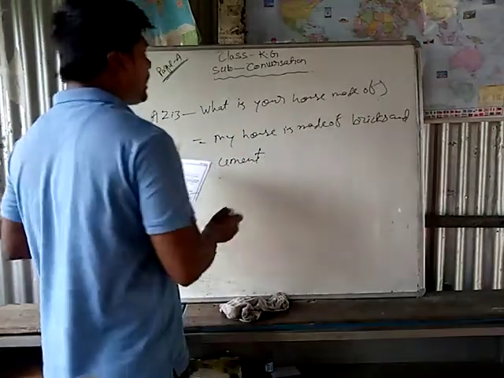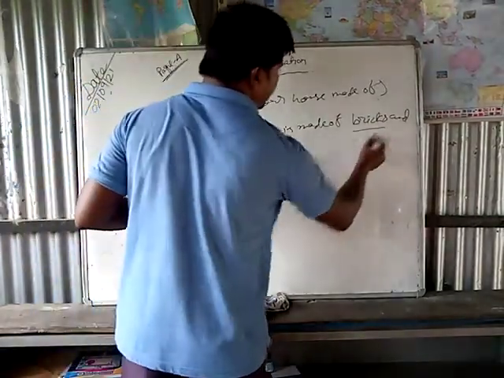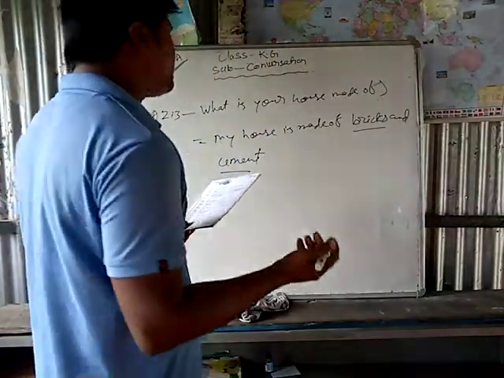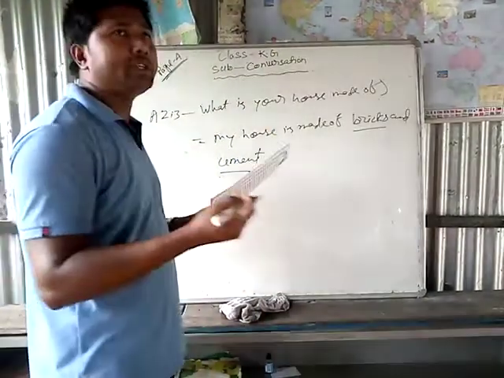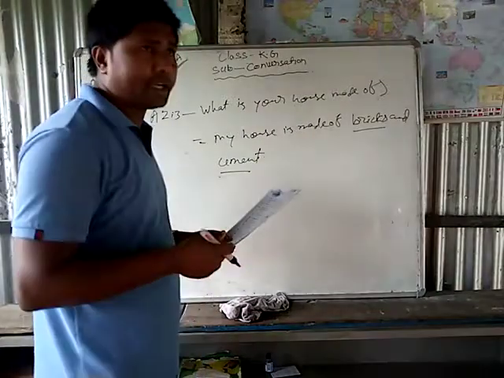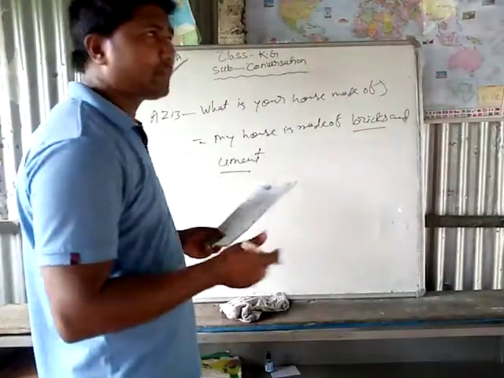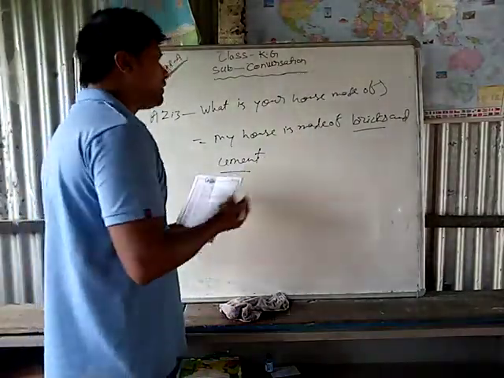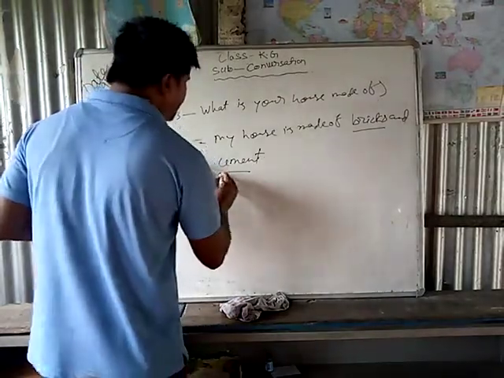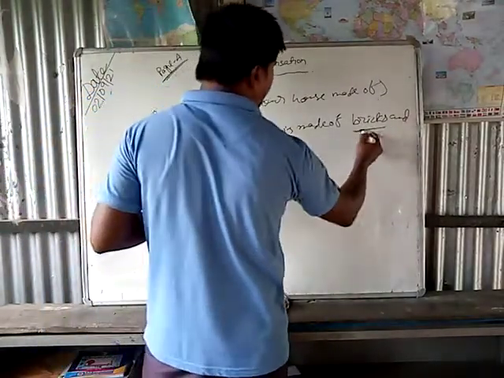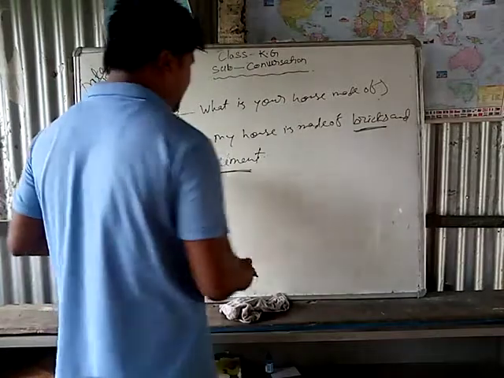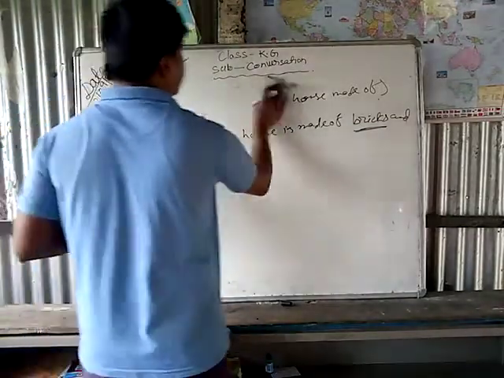Most of you have your house made of bricks and cement, no? If your house is made of tin, you can mention tin also. Even mud is fine, you can say that also. However your house is made, that only you have to say, but I think most of your houses are made of bricks and cement. Okay, so next question, what is there?